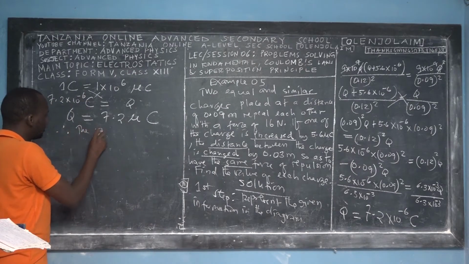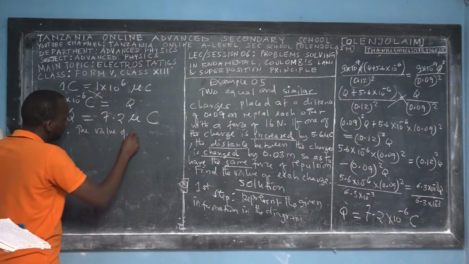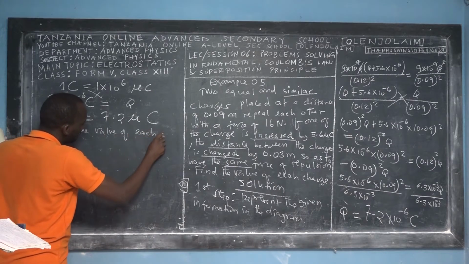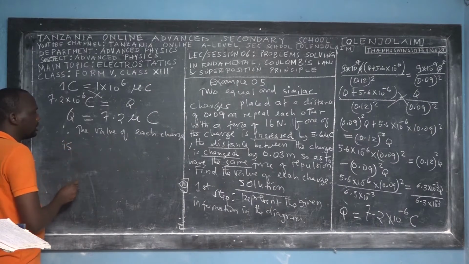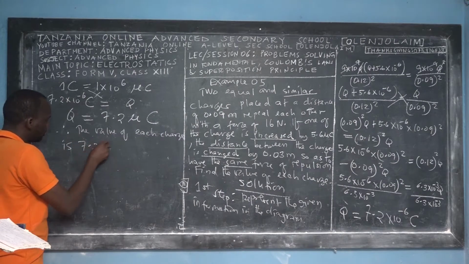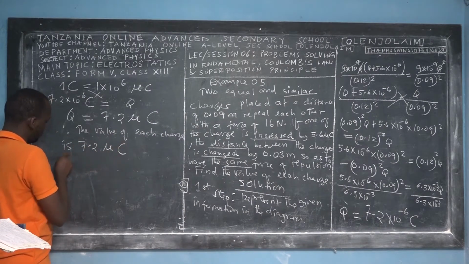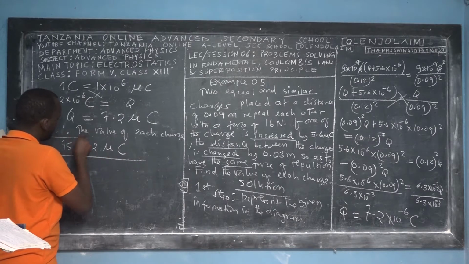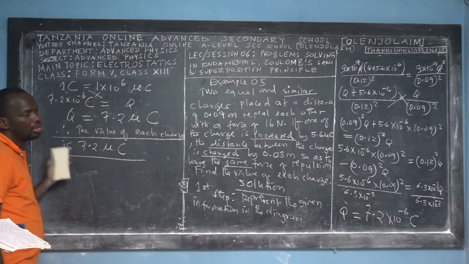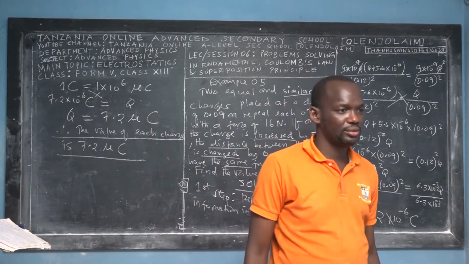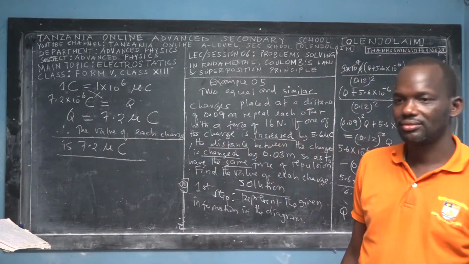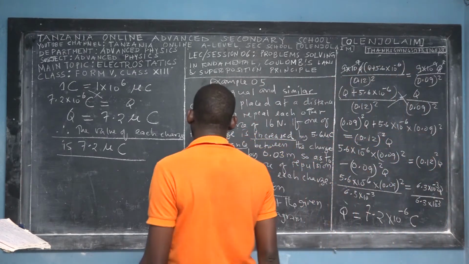Therefore, the value of each charge is 7.2 microcoulomb. Beautiful. That is an interesting question.